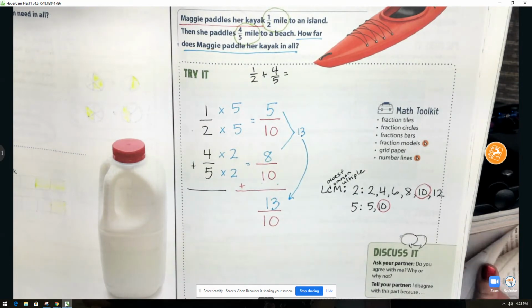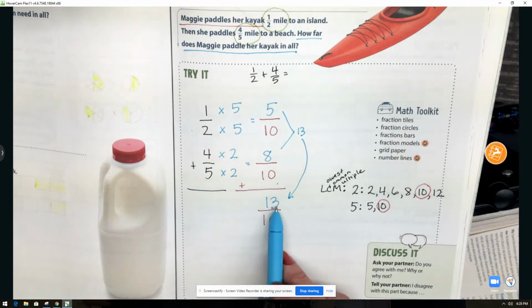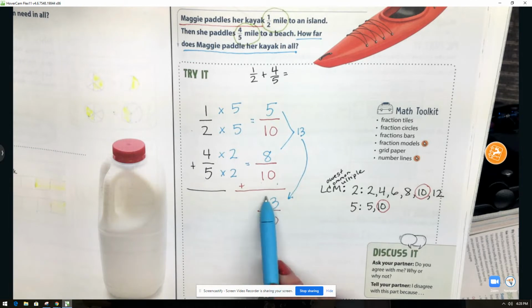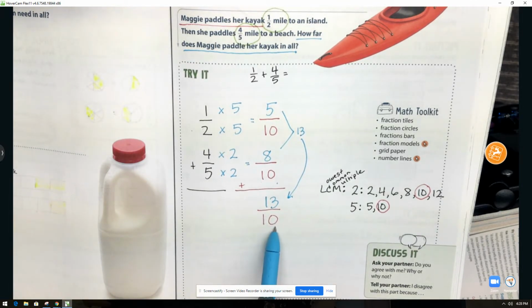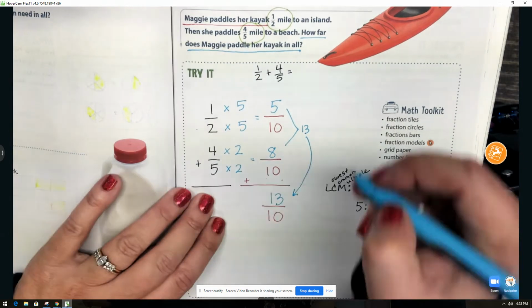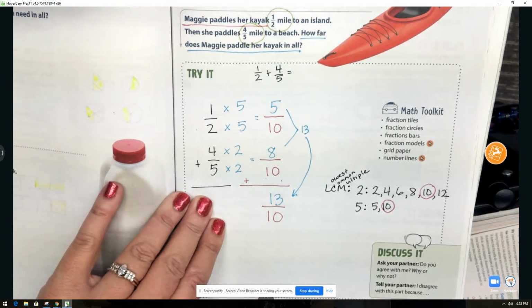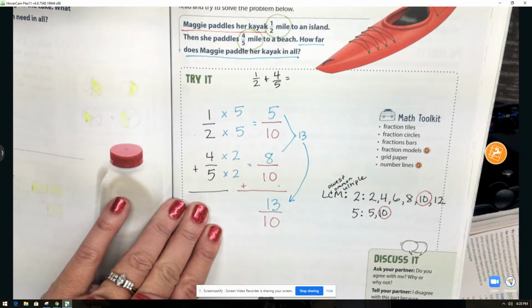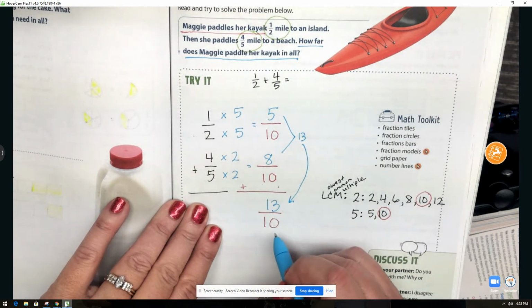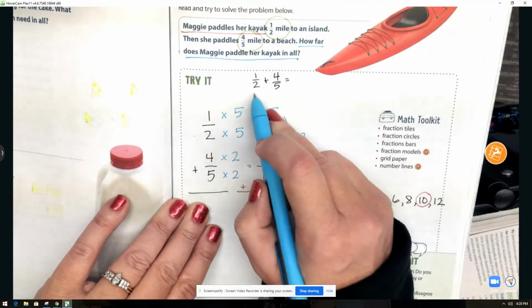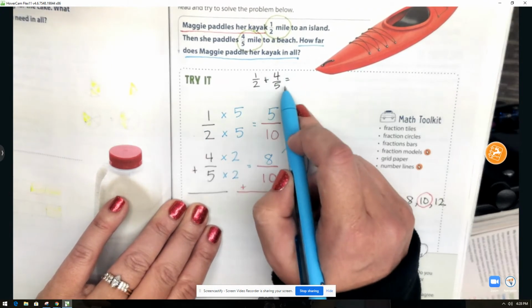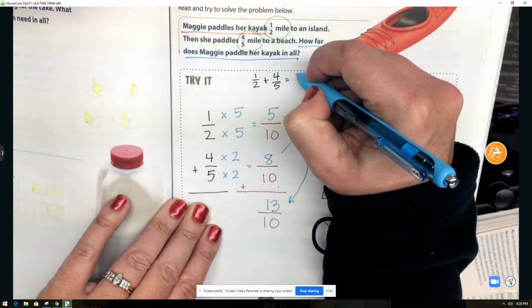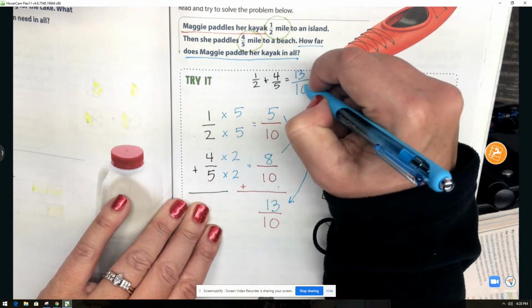Now we can leave that. Right now, what we see is what is called an improper fraction because our numerator is larger than our denominator. We're going to go ahead and leave it alone right now, but I will show you on the next page how we can change this number into a mixed number. So this 13/10 is our answer. So what is 1/2 plus 4/5? Believe it or not, it is 13/10.